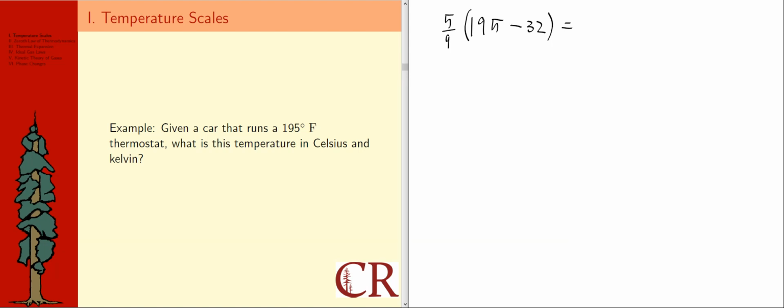So my calculator says that when you calculate this expression here, it is 90.555 repeating. So I think I'll just round that off to 90.6 and state that that is in degrees Celsius. And then I'm going to take what I have in my calculator, which is the 90.555, etc., and add to that 273.15 to get a number. That's going to be my answer in Kelvin.